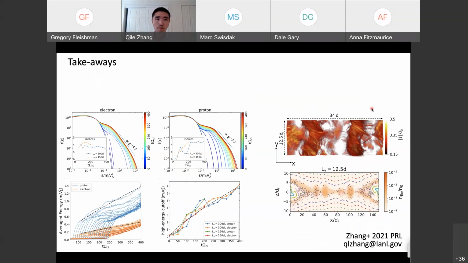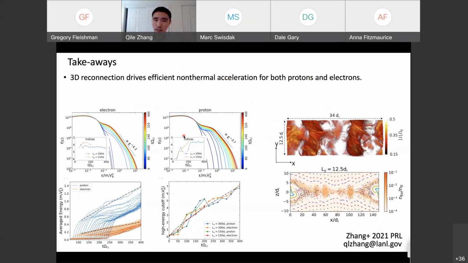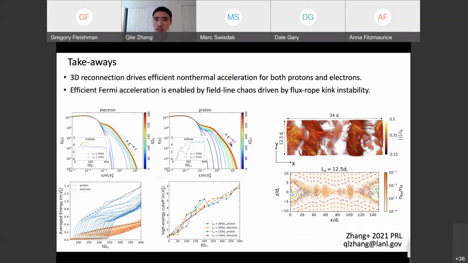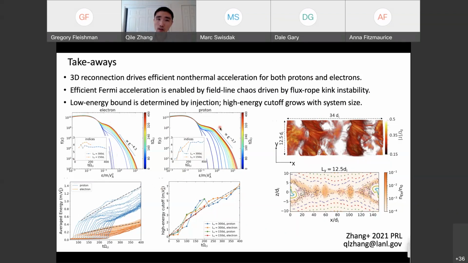And so just a few brief takeaways in this talk. 3D reconnection can drive efficient non-thermal acceleration for both electrons and protons into power law energy spectra extending to higher energy over time. And such efficient acceleration is enabled by this field line chaos driven by the kink instability in the lower guide field regime. And the low energy bound of the power law is determined by this injection process, and the high energy cutoff grows together with the system size.